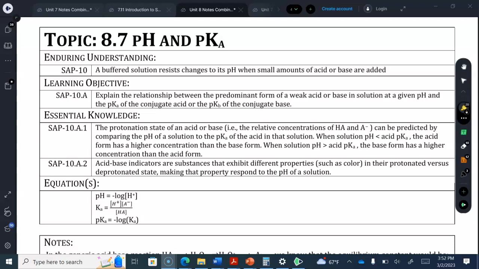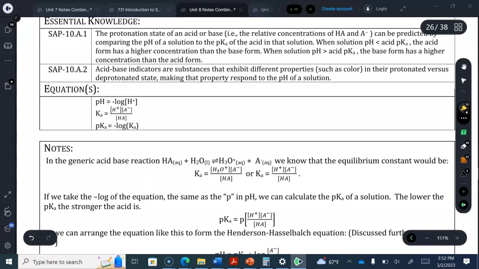Hello everyone, welcome to topic 8.7, pH and pKa. By the end of this you should be able to explain the relationship between the predominant form of a weak acid or base in a solution at a given pH and the pKa of the conjugate acid or the pKb of the conjugate base. We will be going over these equations here and diving into them deeper.